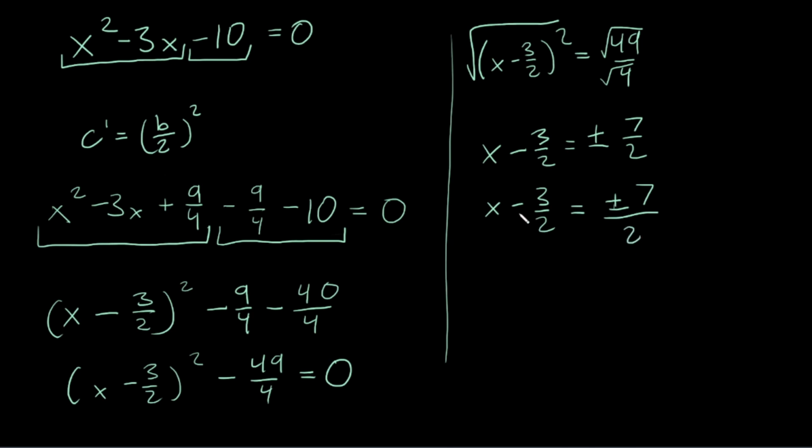Now as you can see here, I also have negative 3 over 2, so I'm going to add that to the other side, and we will have x is equal to 3 plus or minus 7 over 2. Now in this case, we can simplify this even further to find its roots, where if it's 3 plus 7 over 2, that gives us x equals 5. And if it's 3 minus 7 over 2, that gives us negative 2.